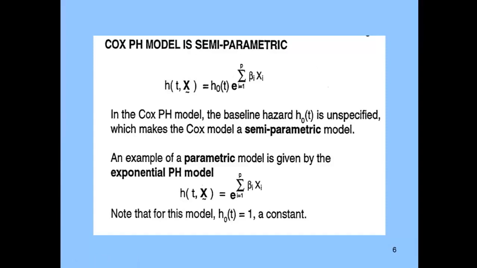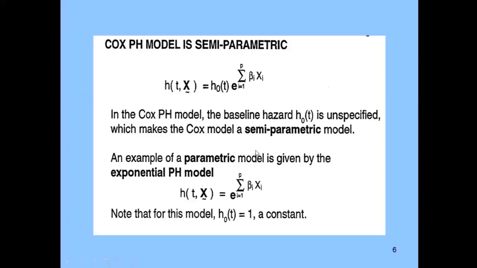So what do we mean by a non-parametric model? Something where there's no part of the model that's specified. We don't know what it looks like, and we don't have any general form for it. So this is a semi-parametric model. The baseline hazard is left unspecified.